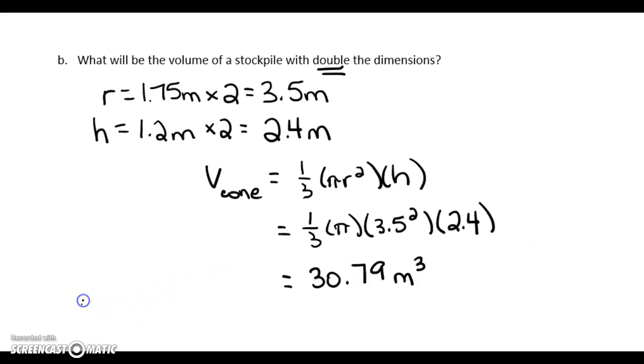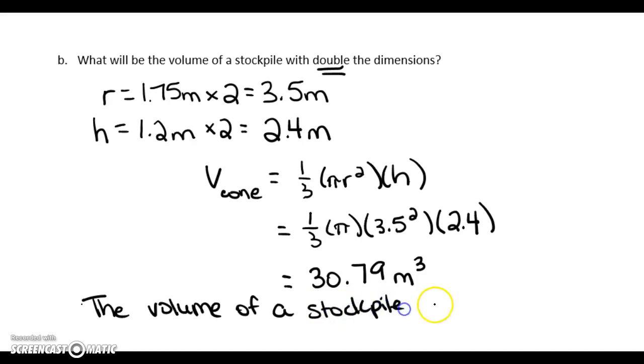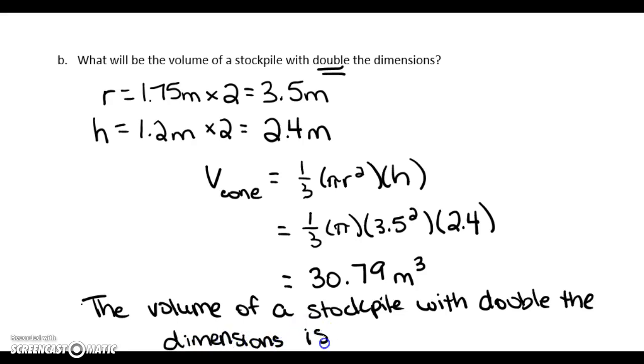So we could say the volume of a stockpile with double the dimensions is 30.79 meters cubed. Once you've got that written down, then you've properly answered your question.